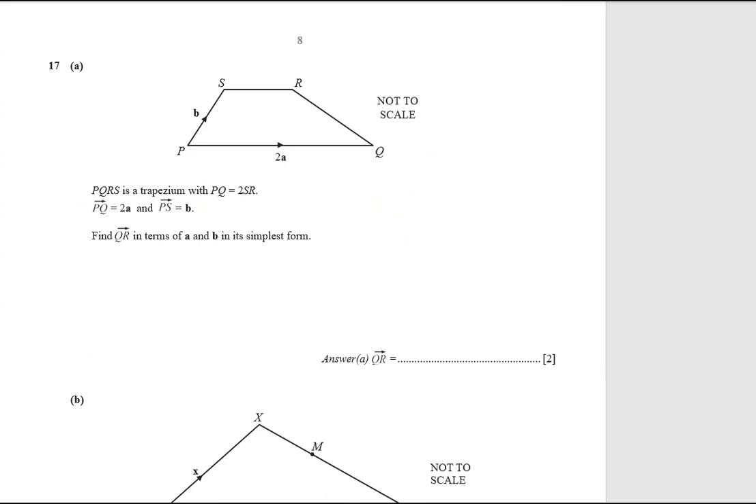This question is a vector question, and the vector question all the time you need to understand and read carefully and translate every point in the question into the diagram. So let us read: PQRS is a trapezium with PQ, BQ is 2SR.